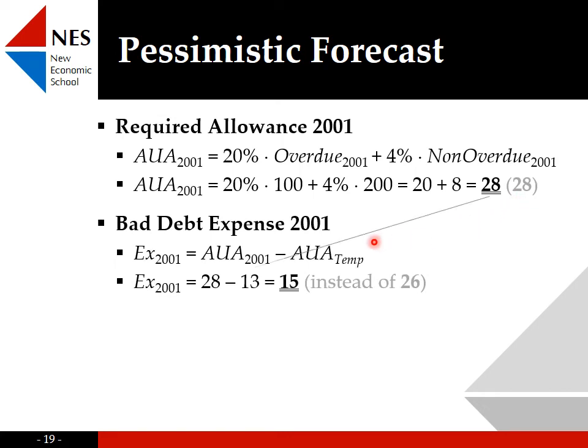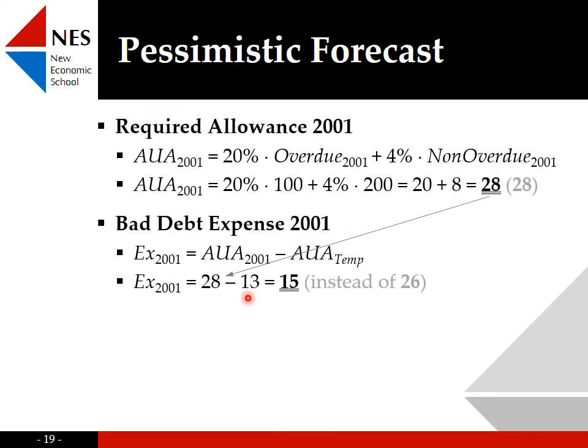Now, what will be the bad debt expense? Well, the company wants to reach the same level of allowance of 28 in both the base case and in this case. However, in the base case, it only had 2 because it has written off bad debts worth of 20 and it set up allowance in 2000 worth of 22, so there was only 2 left in the allowance account before the company was setting up the allowance at the end of 2001.